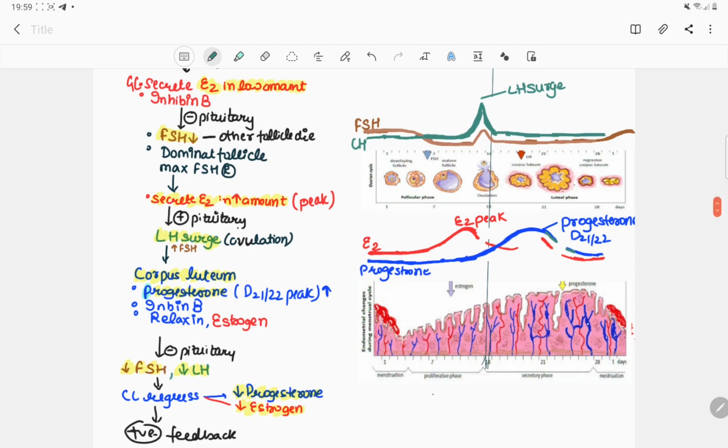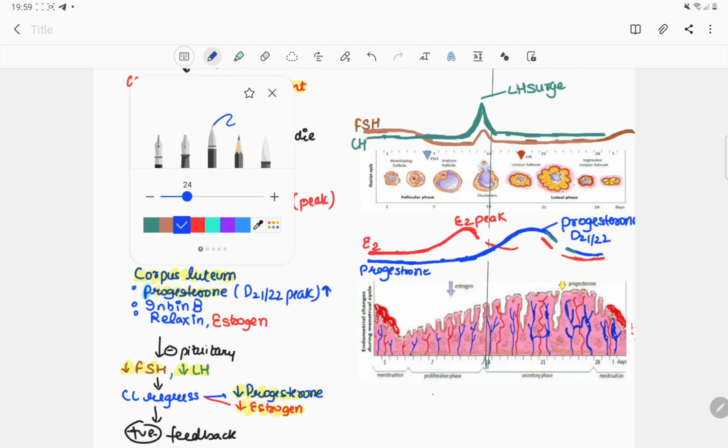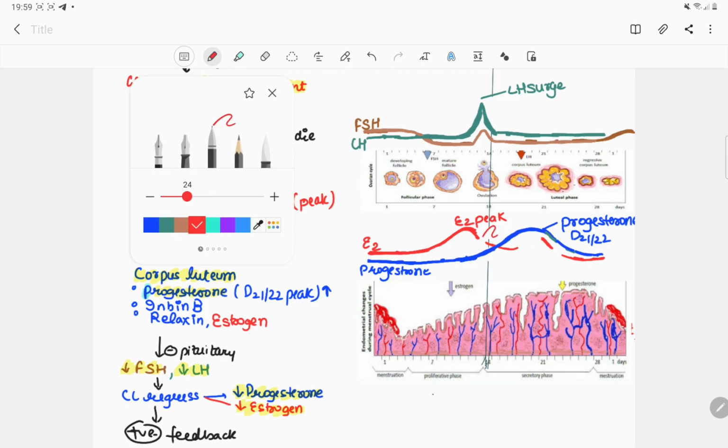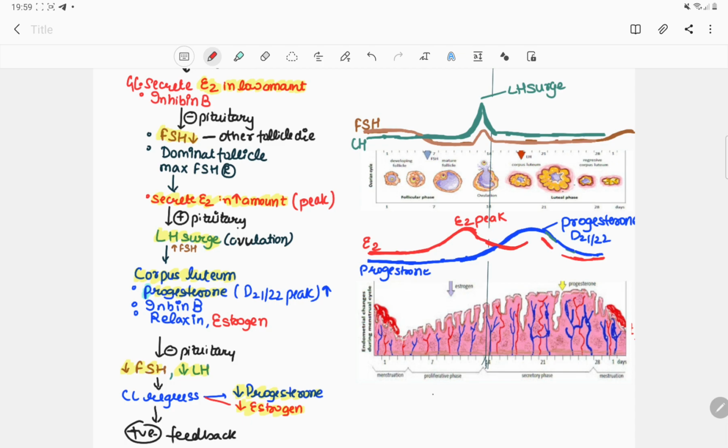And then the corpus luteum regresses, and this will lead to decline in the level of progesterone as well as estrogen. And this will further lift off the negative feedback on the pituitary, or you can say positive feedback will start, then FSH will rise again, and then the cycle will start again.